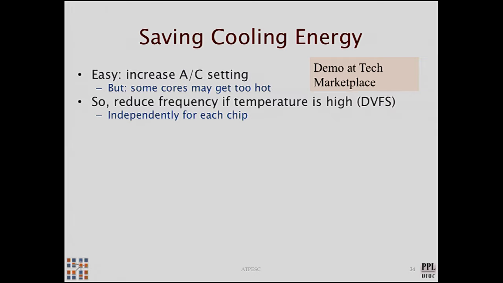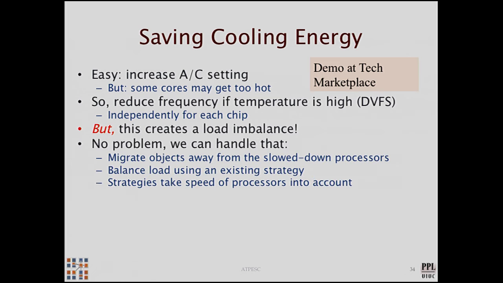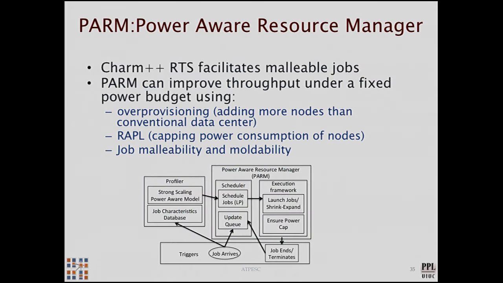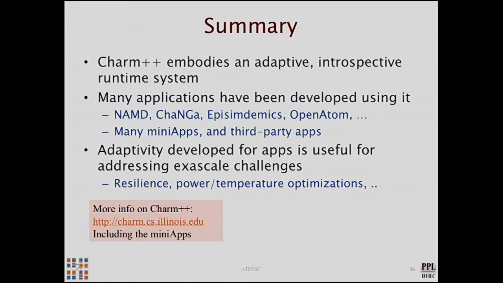Well, that creates a load imbalance. Fine, that's a problem we know how to solve. We just migrate objects around and balance the load. And so we are able to show that you can actually save cooling energy and control temperatures very effectively through this. And there is actually a wide variety of other power and energy related work that bases itself on this ability to flexibly move objects around between processors. You can tell a job, hey, you're running on 1,000 nodes, give 100 nodes back to me. And it'll say, fine, 900 nodes, I'll spread my objects around to them, right? And if you give 300 nodes back later on, yeah, I can use them. I can spread my objects around to those. So you can do all kinds of interesting things like that in Charm++.